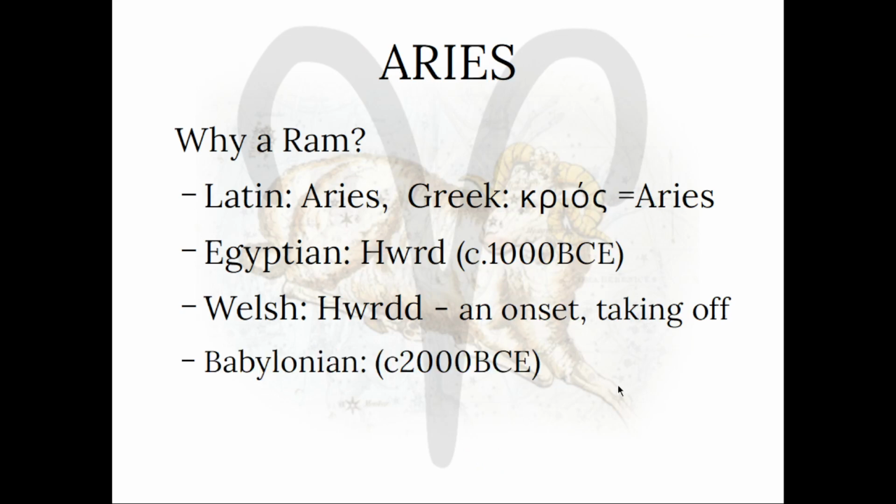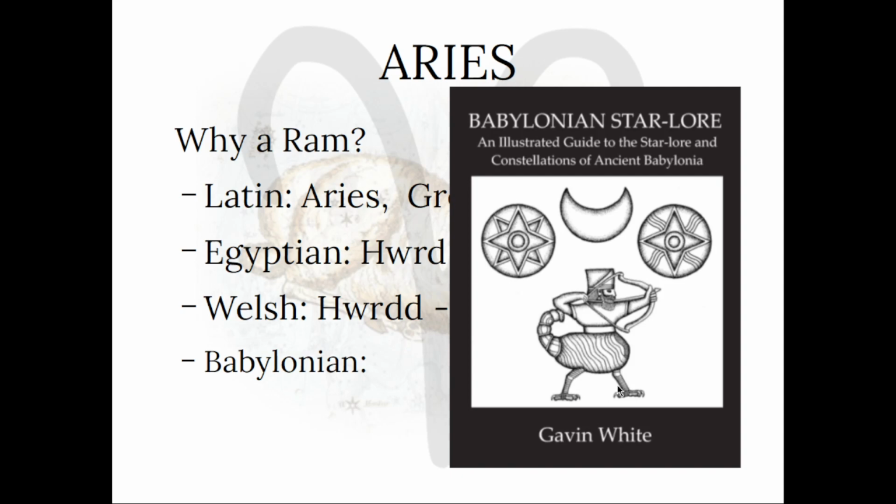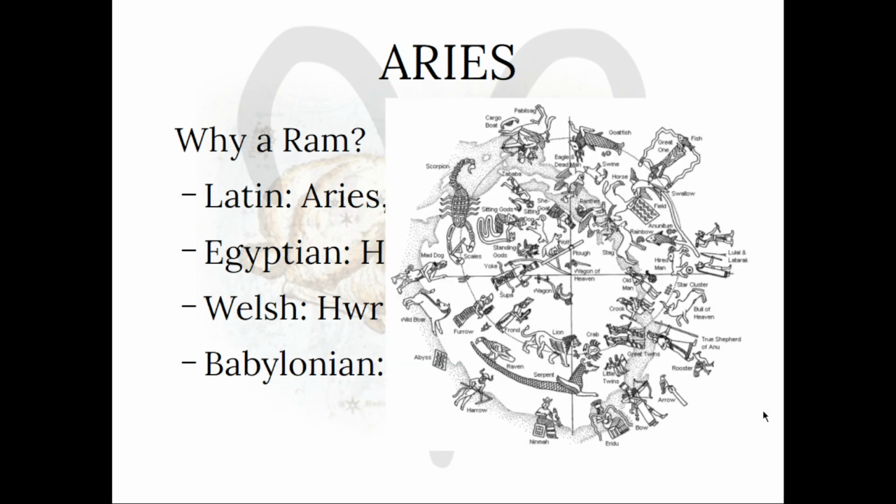Let's go back even further in time to Babylonia, approximately 2000 before current era, to see if they have got any information. And for this, I use Babylonian Star Lore by Gavin White. And Gavin White has allowed me to reproduce his composite of all the constellations that were described in Babylonian times, and we're really using the Mul-Apin star list of round about that era to generate this star map.